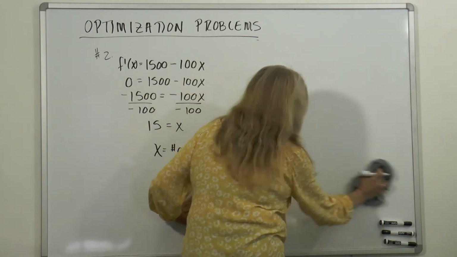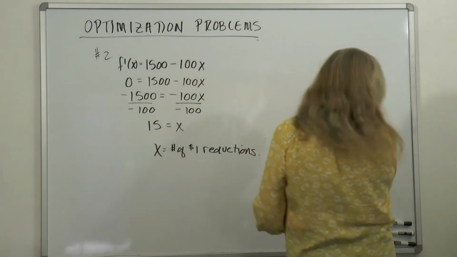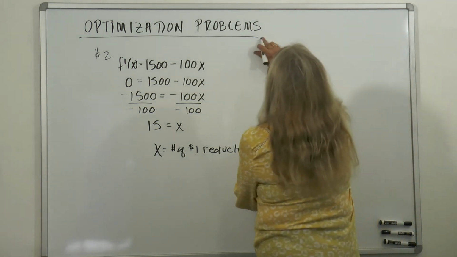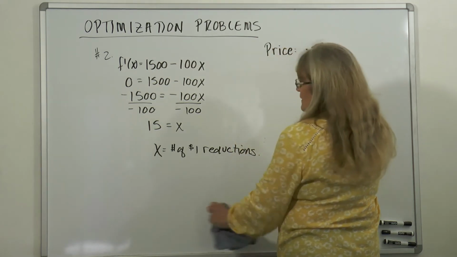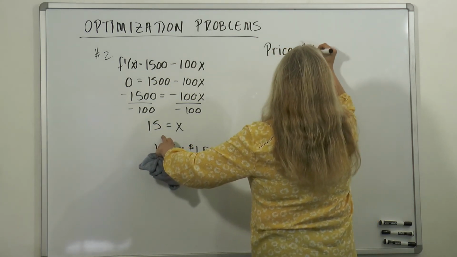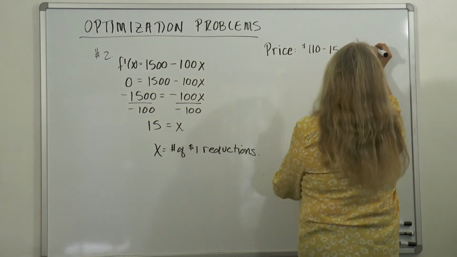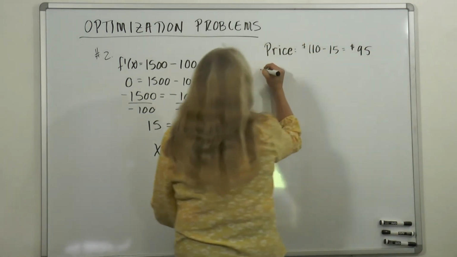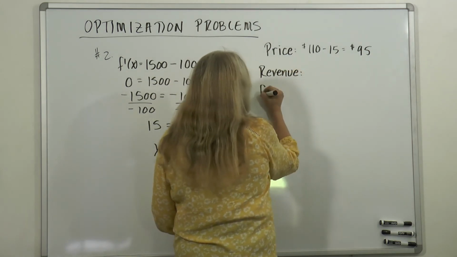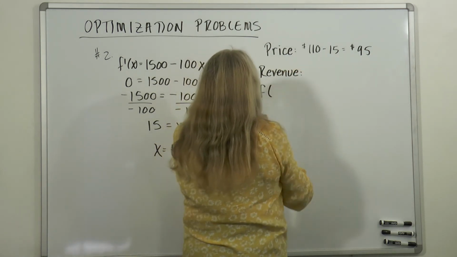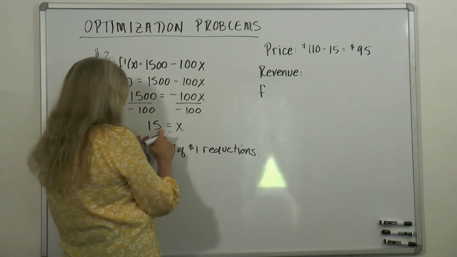So I think the question asks, what price should I charge? Find the price that yields the maximum revenue, and what is the maximum revenue? Okay, the price should be 110 minus 15. So that's $95 per customer, okay? Our revenue is going to be F at x, okay, at 15.